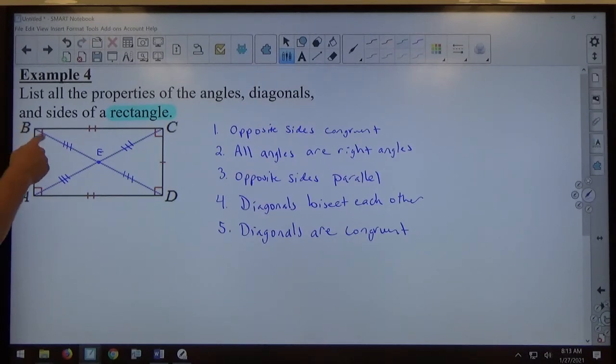These are not angle bisectors. These are not right angles in the middle. Okay, those aren't there, but pretty much that's what you need to know for a rectangle. Opposite sides congruent, 4 right angles, opposite sides parallel. The diagonals are both congruent and bisectors.